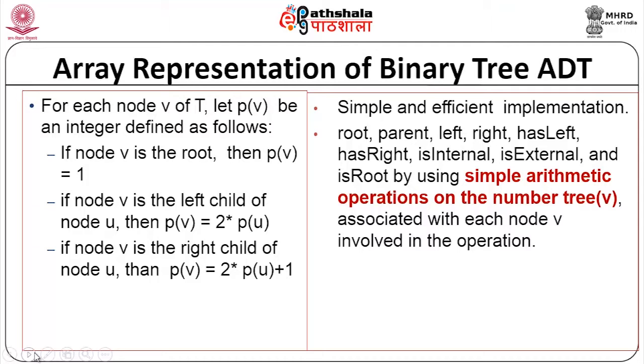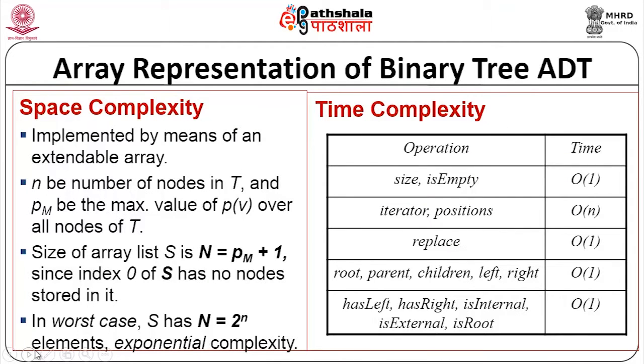If the child is occupied, then it is internal; if the child is not occupied, it is an external node. The root should be 1 only. So, this is all simple arithmetic, everything to do with storing the children left and right. Suppose the node is at position i, then the children are at 2 into i and 2 into i plus 1, not the power. So, the space complexity is implemented by means of an extendable array.